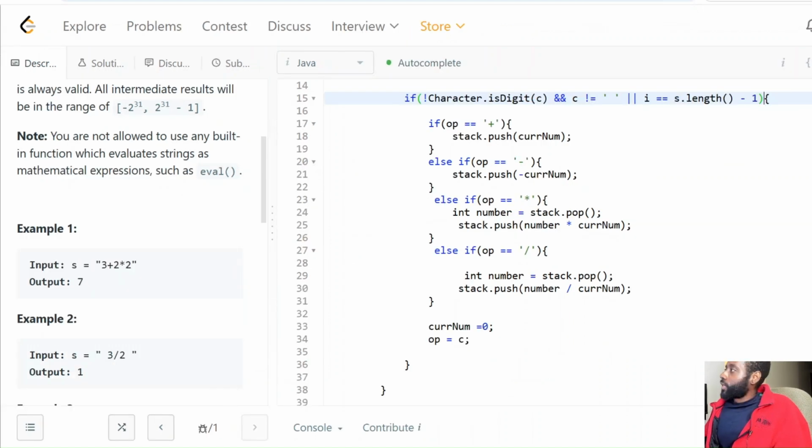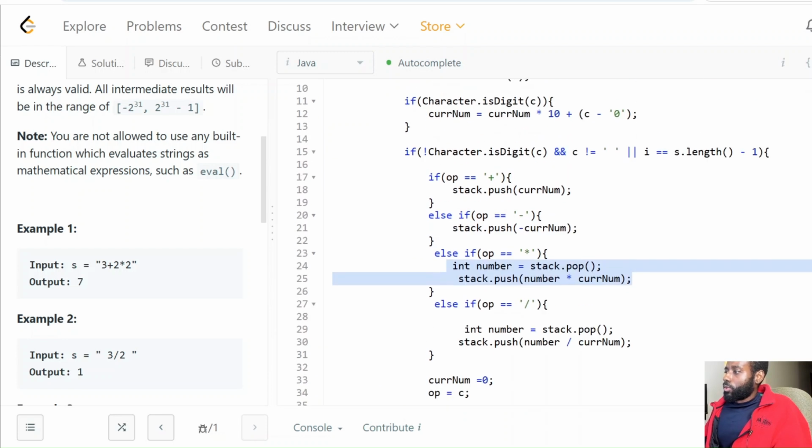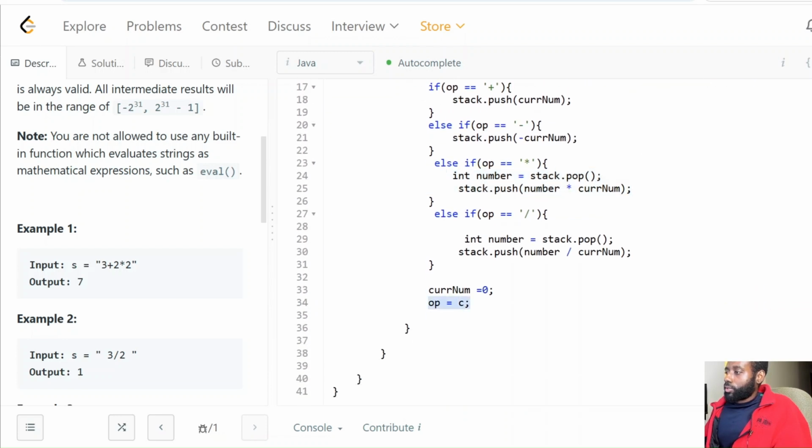Let me zoom out a little bit so you guys can see it. So if it's the last one, we're also going to try to evaluate it, so that we get into this and we can do the operation, either to push it to the stack or do the operation right away. And after we are done with all of this, we capture the operator before we start processing every number, so that we can make decisions.